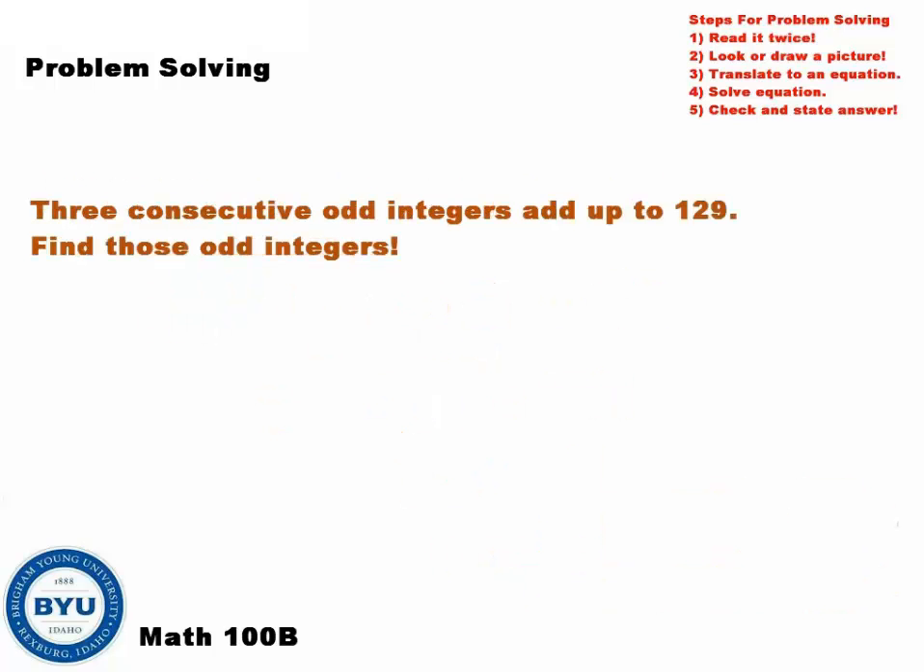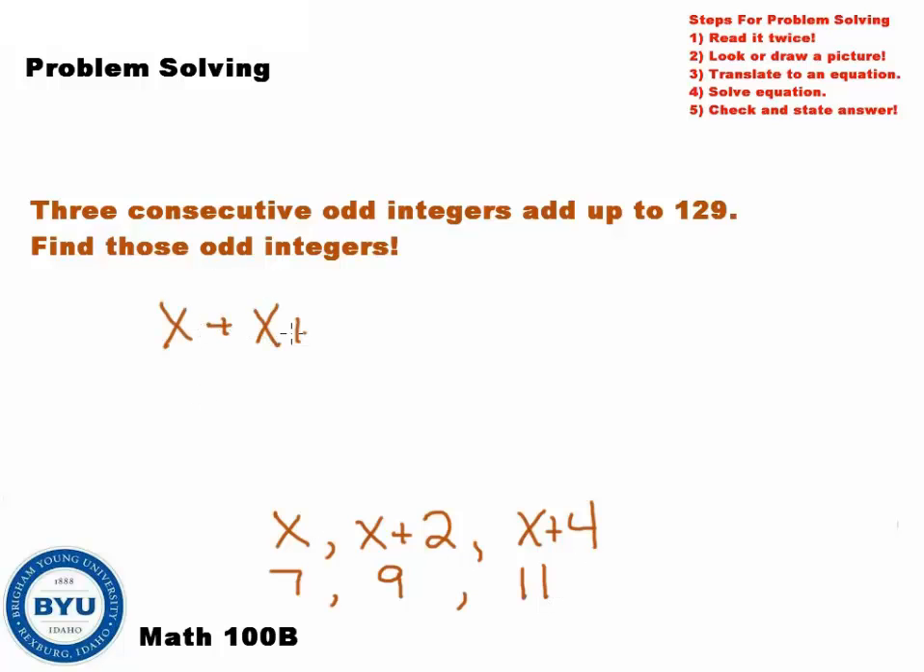So let's look at these next problems here where we're dealing with odd integers. It says 3 consecutive odd integers add up to 129. Find those odd integers. So again, odd integers will be added on by 2. So if this was 7, to get to my next odd integer, I add 2. To get to my next odd integer after that, I'd add 2 more. And so this will be the setup here. We will use x plus x plus 2 plus x plus 4 equals 129.